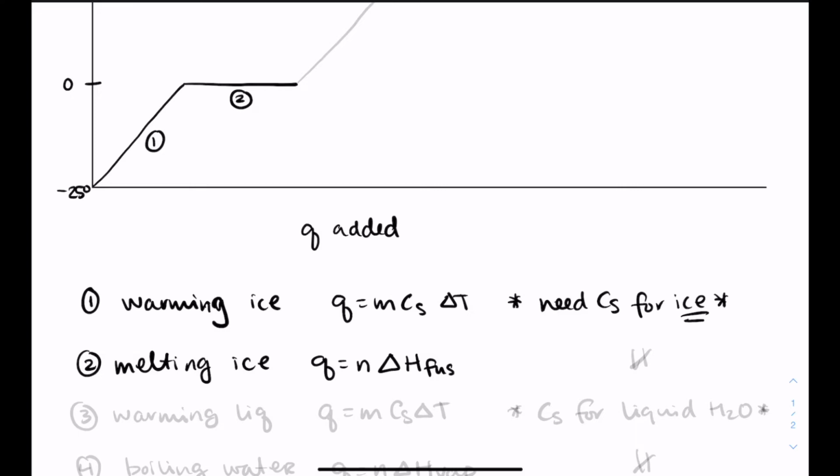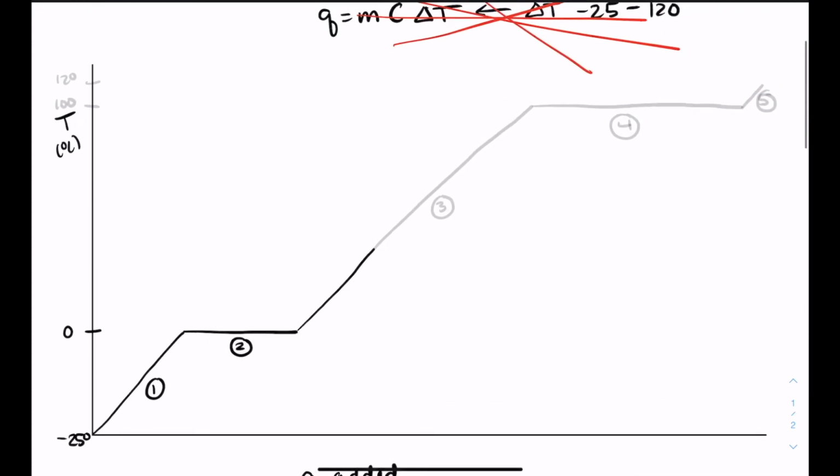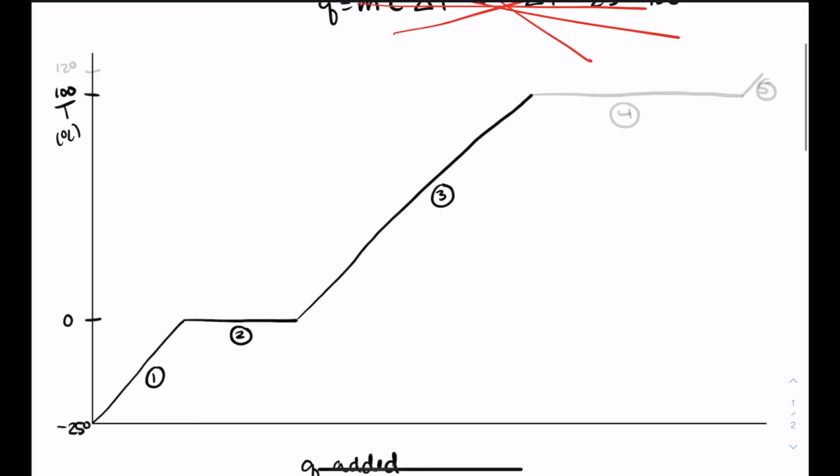Now I have a liquid. So now I can warm up the liquid until I get to the boiling point. So I'm going to warm my liquid from 0 to 100, and I have a 100 degree temperature change. I can use Q equals MC delta T. I'm going to need the specific heat capacity for liquid water. That's just the one that we happen to use the most. And my temperature will change as I add all of this heat. This is my third section here.